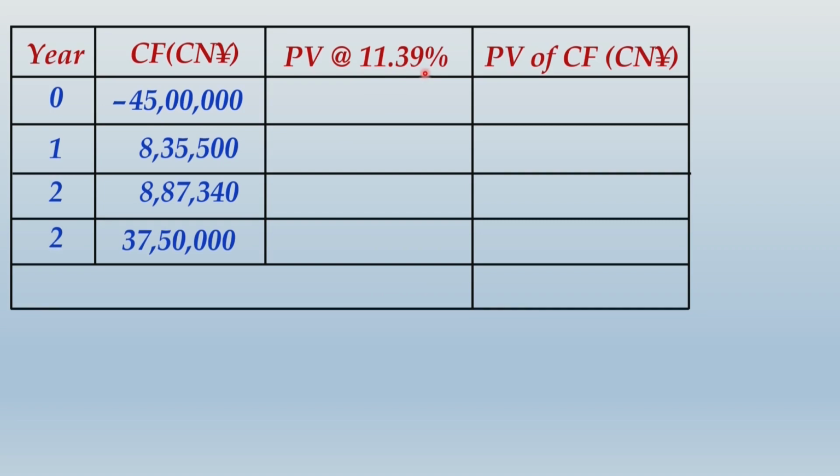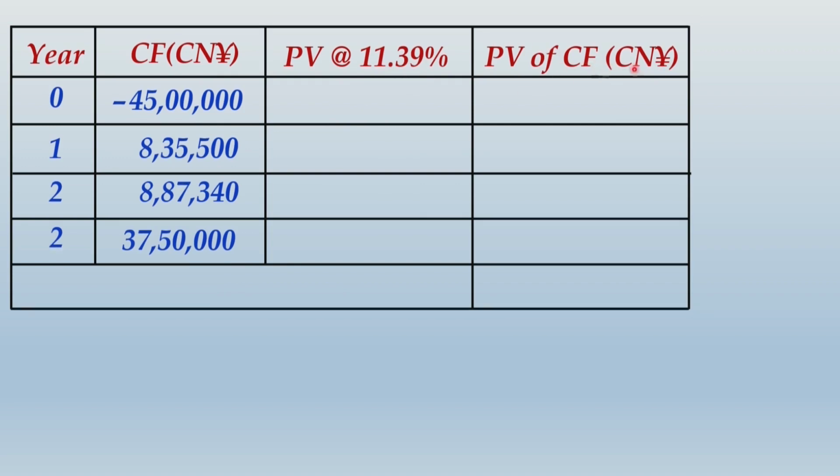11.39% is the discounting rate. We have already worked out this rate, correct? Basically this rate is the cost of capital through issue of GDR, correct? And because it is the cost of capital through issue of GDR, this is nothing but the discounting rate for the cash flows in Chinese yuan. So this is not the RADR of the project in India, this is the RADR of the project in China.